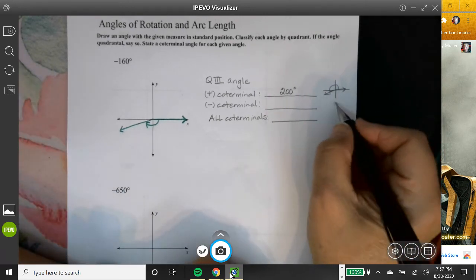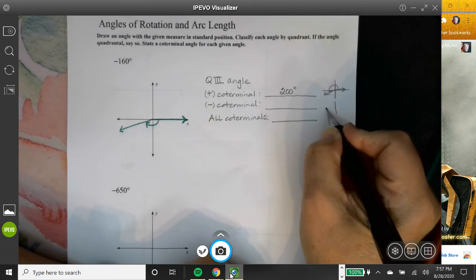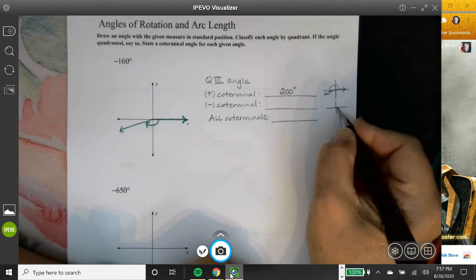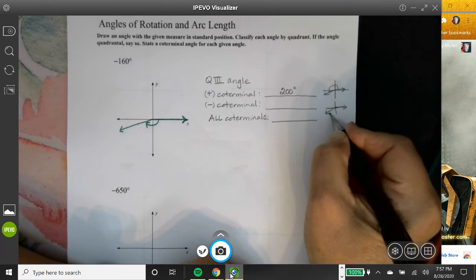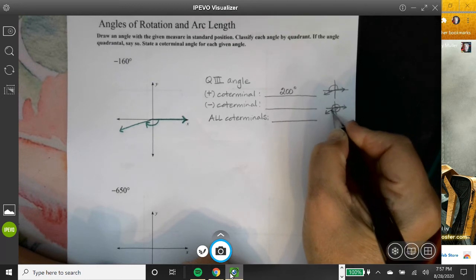And if I were to draw that, you would see that it is going this direction. Okay, now a negative coterminal means it has to go clockwise but end up in the same spot. So if I'm ending in here, I'm going to have to go all the way around and then hit it again.